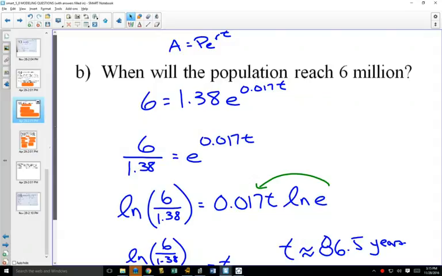Your t will be less. It will be 56.5 because it was already 30 years later. But both of those values will work.